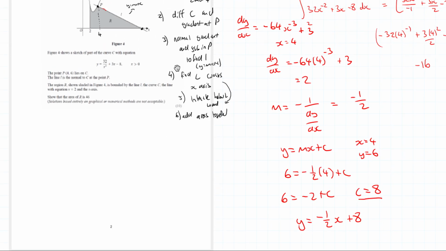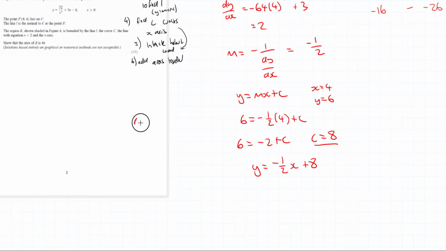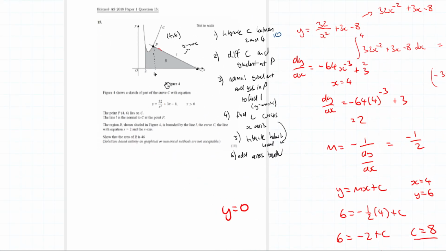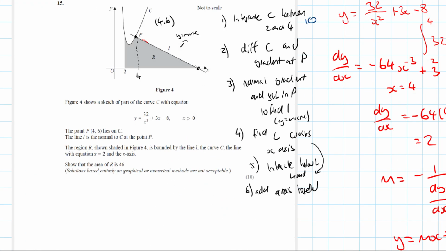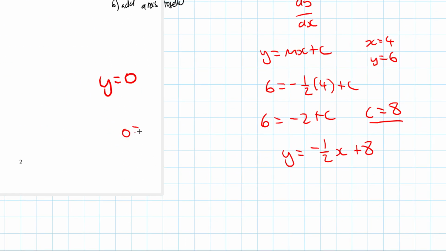And then for part 4, we need to find where it crosses the axis. So for part 4, we're going to substitute in when y equals 0. The reason why is because when it crosses the x-axis, at this point here, we know that y must be 0. So therefore, we're going to substitute that in. It's going to be 0 is equal to minus a half x plus 8.